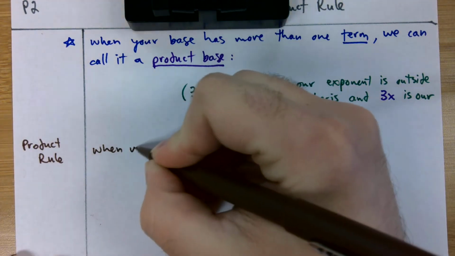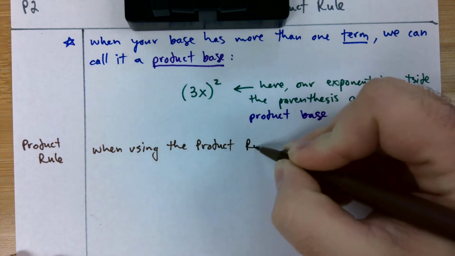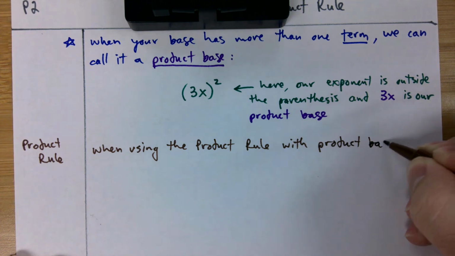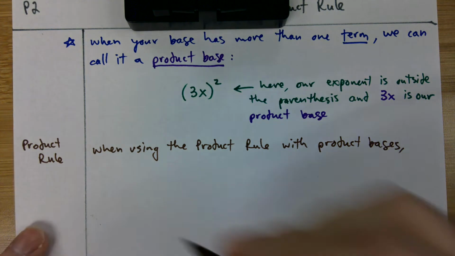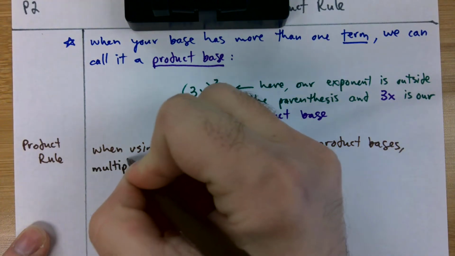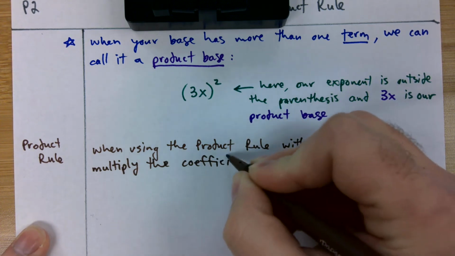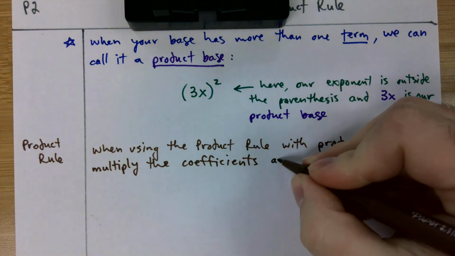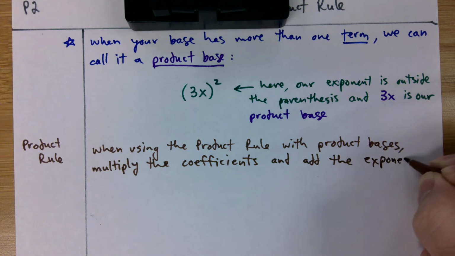When using the product rule with product bases, multiply the coefficients and add the exponents, just like before with the product rule, right?